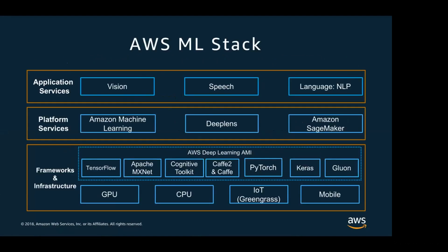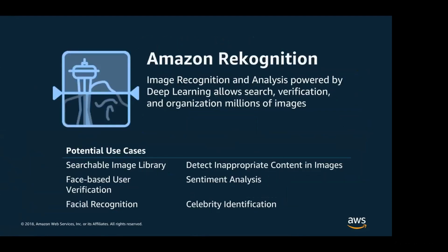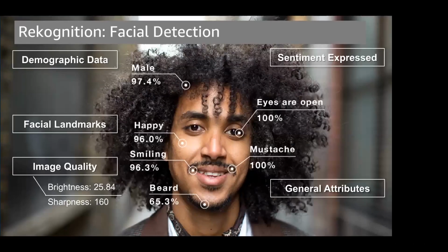So just talking about the stack, I'm going to focus on some services, basically on vision, speech, and text. For vision, we have a service called Amazon Rekognition, which is a built-in model that you can use to recognize images and videos. And basically you can do facial detection.